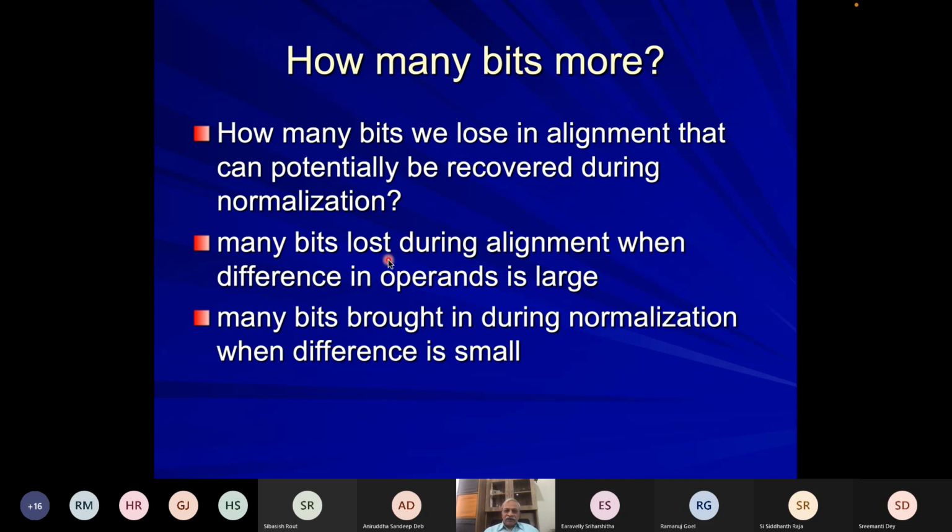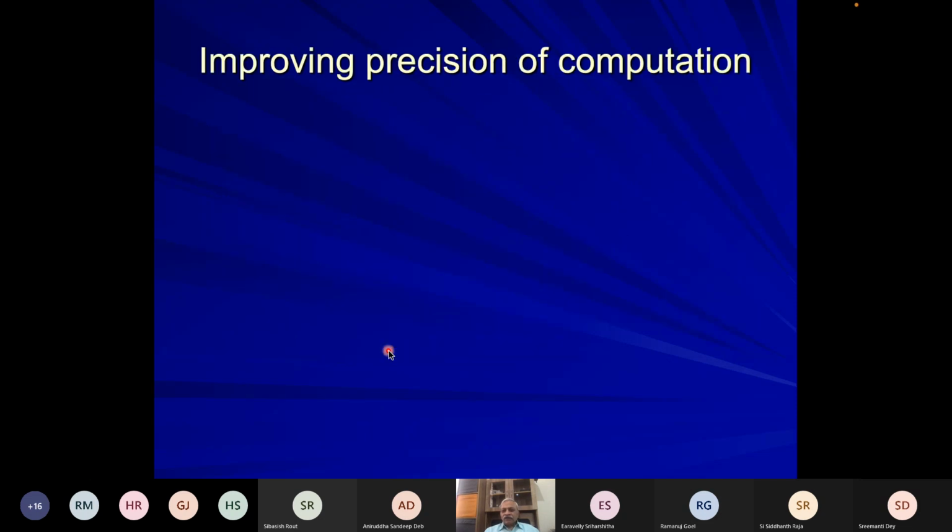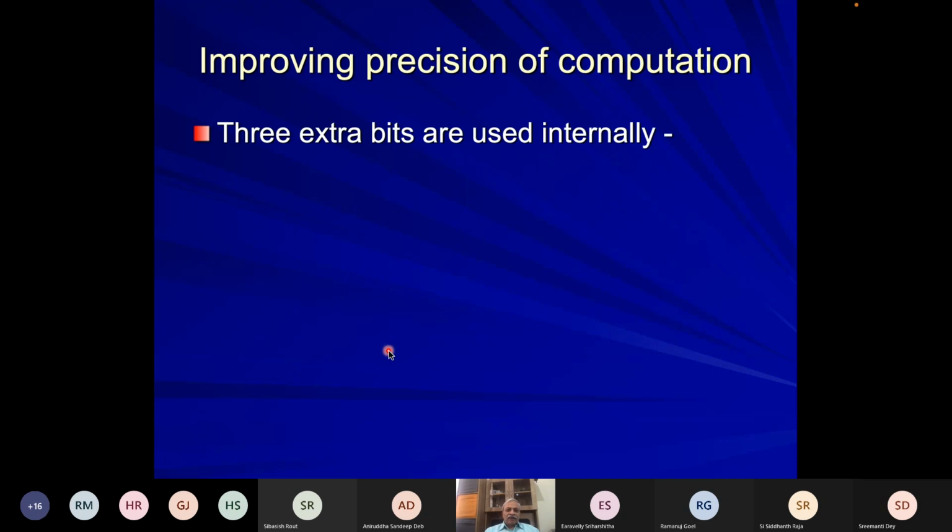When the difference between the operands is large, then we do a lot of right shift, and when the difference between the operands is small, then we do a lot of left shift. So we don't do both, and therefore it turns out that you can manage with only a small number of extra bits. The standard specifies 3 extra bits for internal usage. These are called guard bit, round bit, and sticky bit.